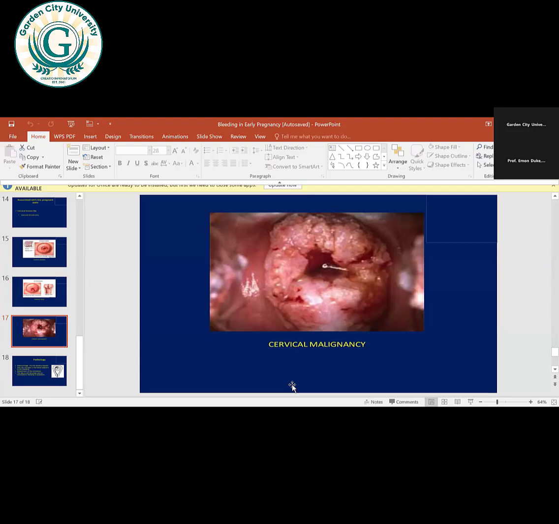But if it is in the lining, the endometrial lining, I don't know. Most times it interferes. But talking about fibroid generally, they get to a point where they cause a lot of bleeding.